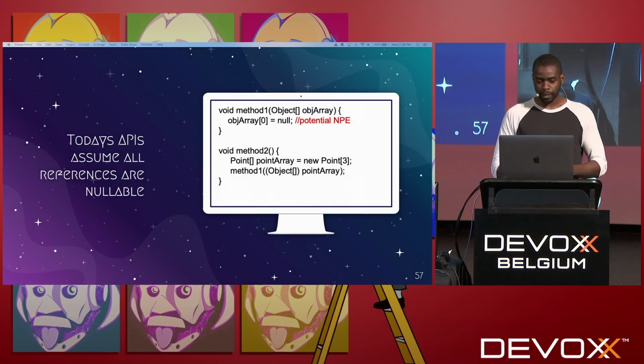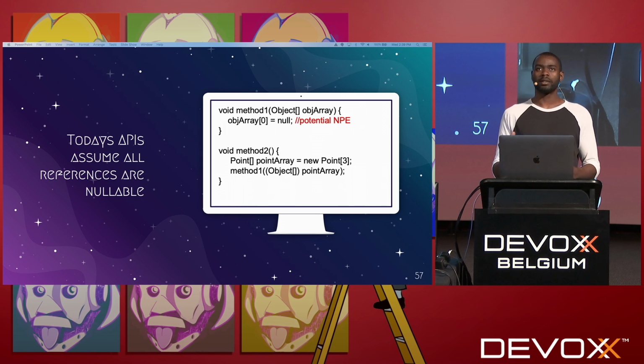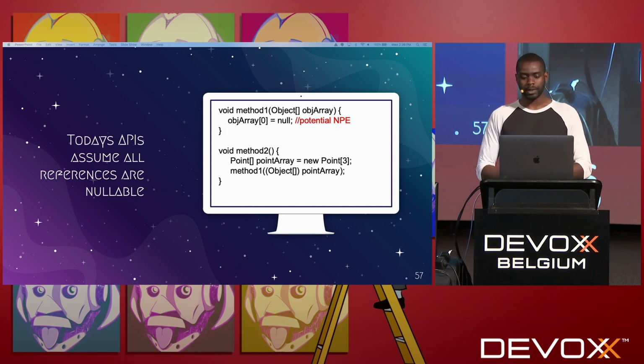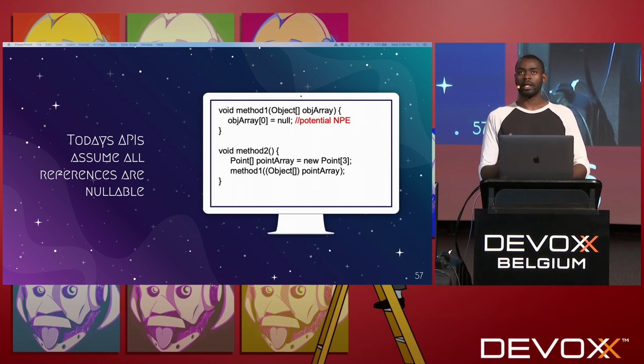Here's another example. It's likely going to be more common. But there are APIs out there that accept types like java.lang.Object or Object array. Today, all references are nullable. So a lot of APIs will assume that if it's a subclass of Object, you can write null to it. But as soon as inline types are introduced, this will cause issues.